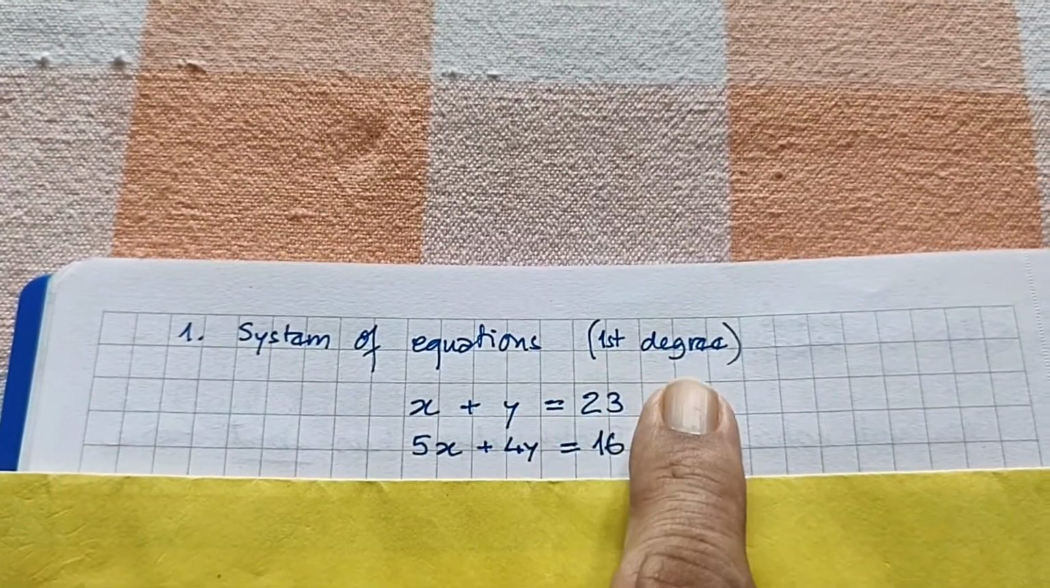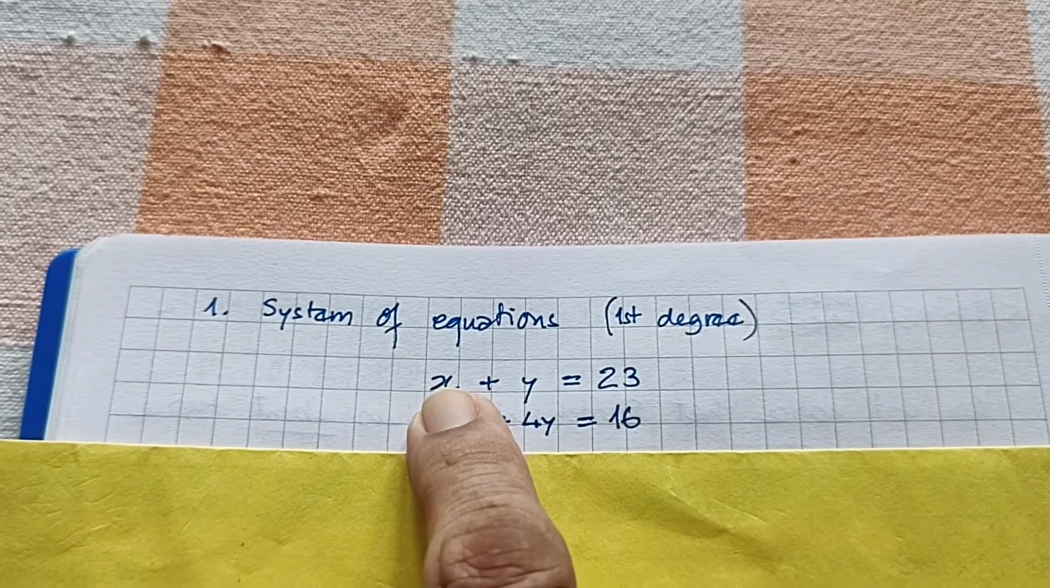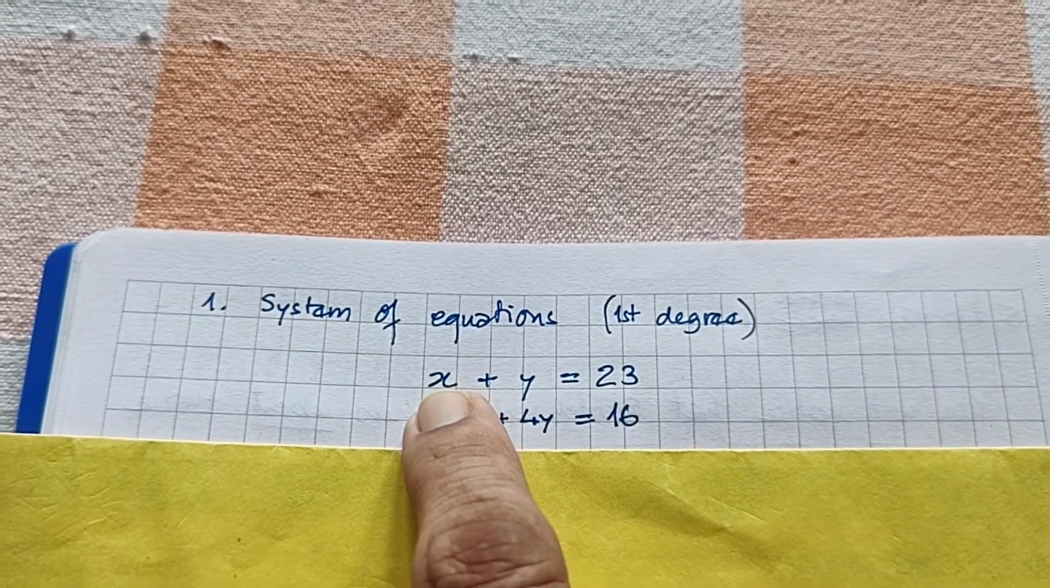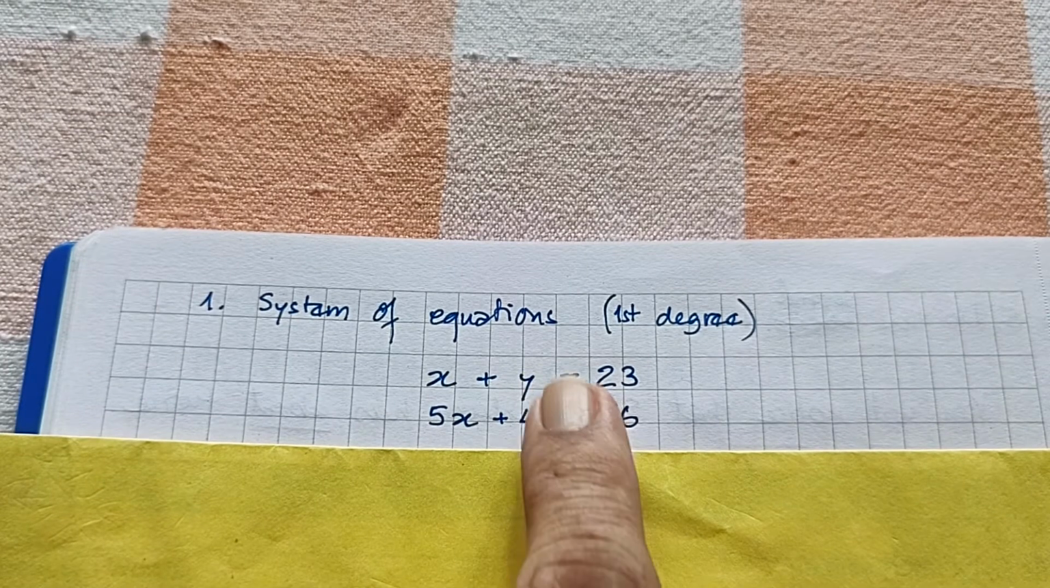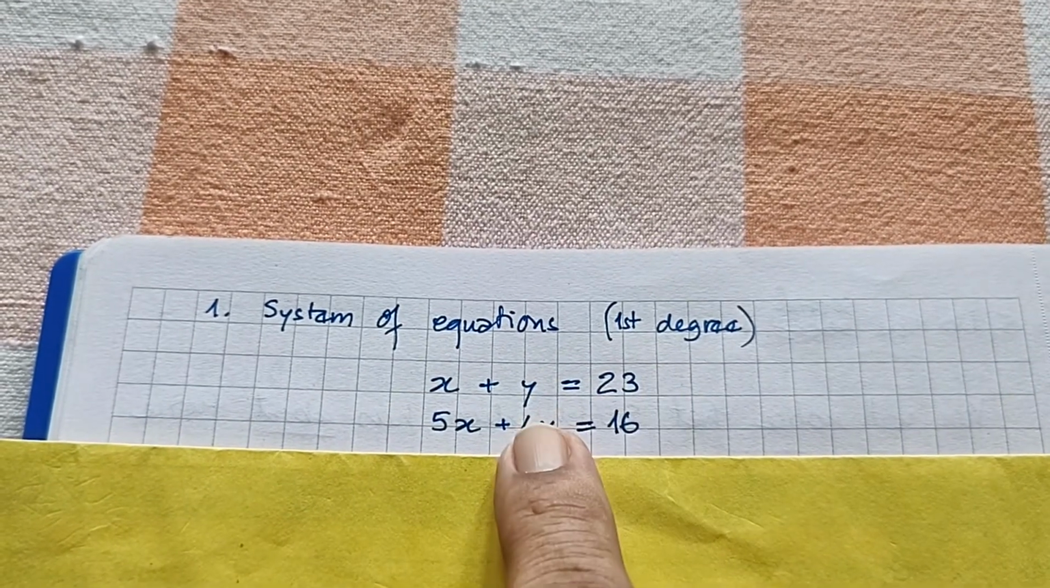So why do I say the first degree? It is first degree because x to the power 1 is here. There is no x squared, there is no y squared. Once you have that, you go into the second degree.